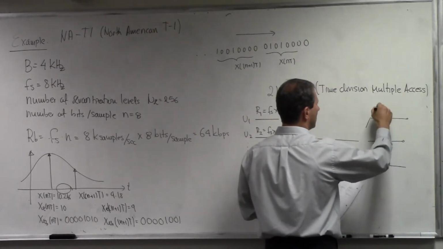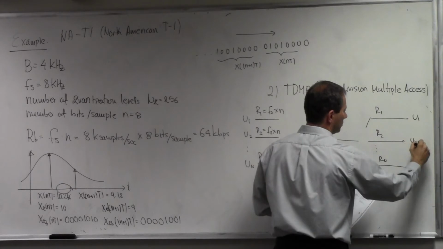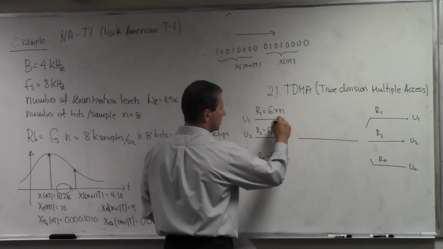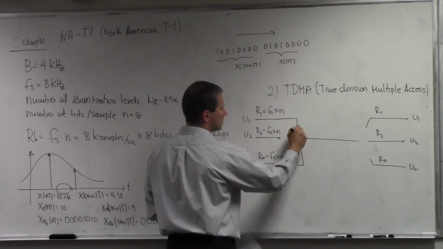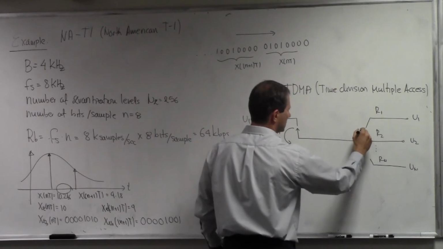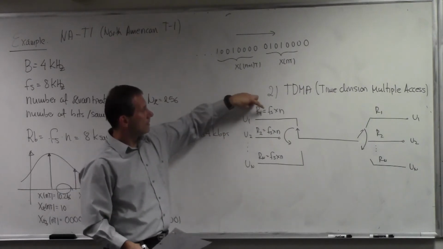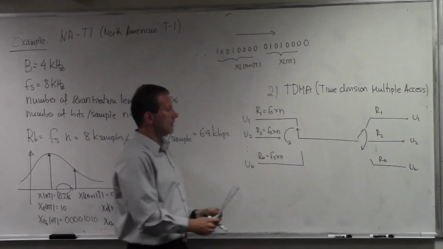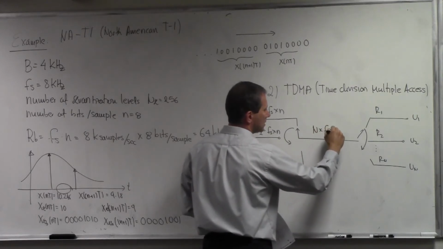So this is again R1, R2, Rn. And this is again U1, U2, Un. So you can think of this as a rotating switch, right? So let me put it this way. The switch rotates this way on the transmission side, and a switch rotates this way on the reception side. So I have the rate R1 here, and let's say the rate on this line is n times Fs times n.